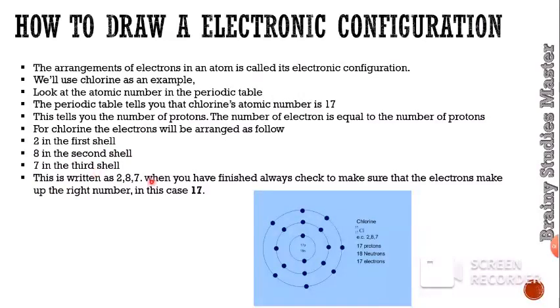When you have finished, this will be written as 2, 8, 7. So when they ask us to write the electronic configuration, we have to write 2, 8, 7, because it contains 2 in its first shell, then 8 in its second shell, then 7 in its third shell. Now we'll go to another periodic table and see whether this is correct.